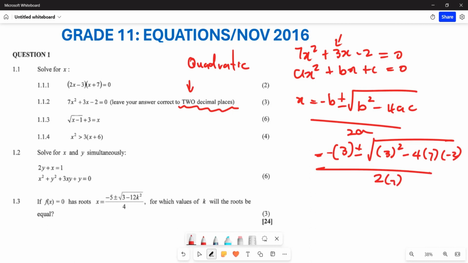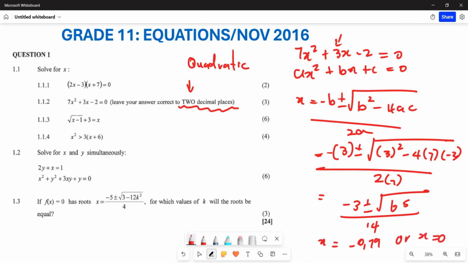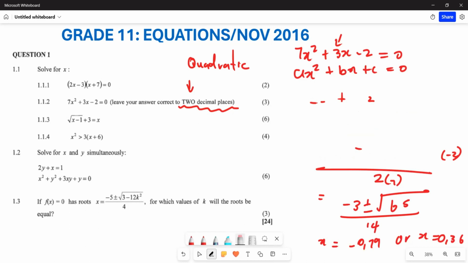Then now what is it that you're going to do? Easily from here, x is equal to negative 3 plus or minus the square root of 65, because 9 plus 56 is 65, since negative and negative is positive, over 14. Therefore, your values of x are negative 0.79, or the other value of x is 0.36. Okay, so basically, this is how we are going to do this type of question. Now, let's move swiftly along.